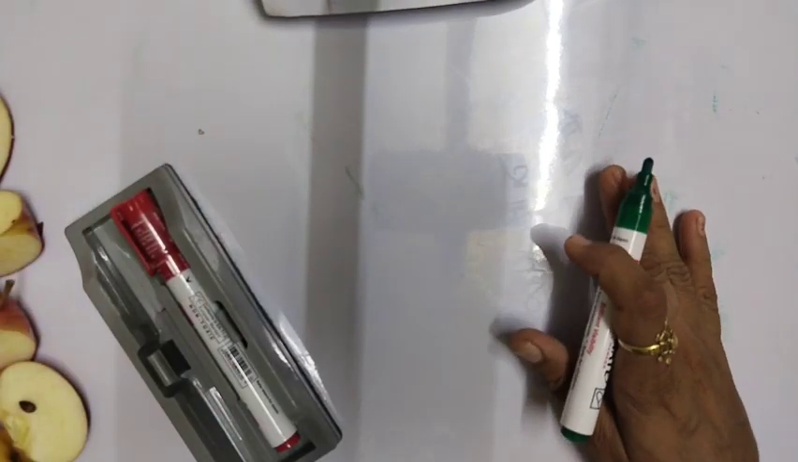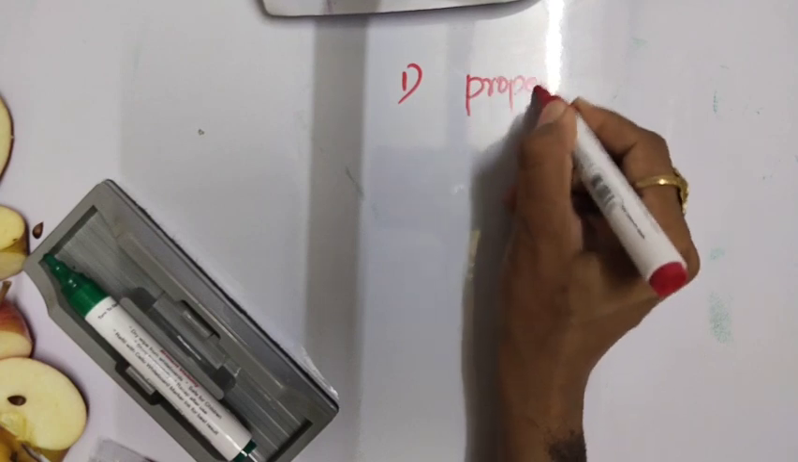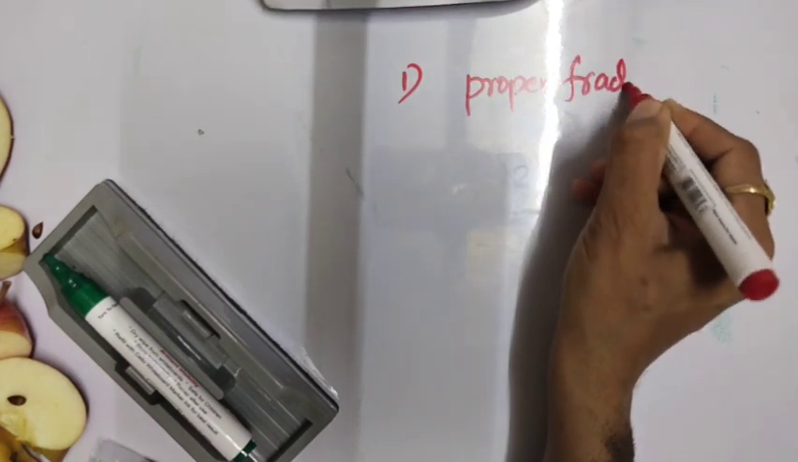So next, types of fractions. Okay, what are the types of fractions we are going to discuss? There are 2 types of fractions. One is the proper fraction.